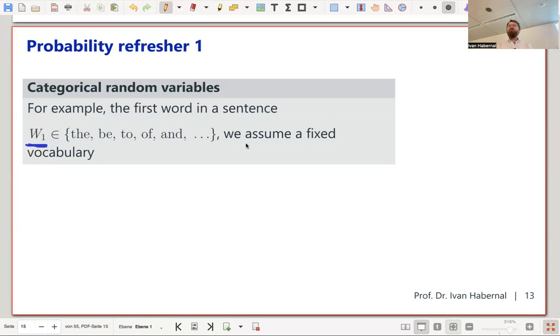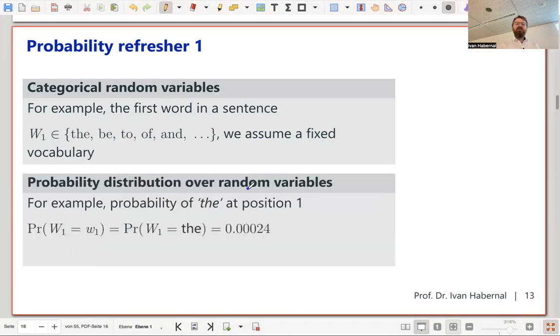So it's a categorical random variable. It could be mapped to discrete, and if you're coming from measure theory, do your math behind that, but it's not important. We just have categories and they have probabilities. Then we have a probability distribution over random variables. For example, we might estimate the probability of the word V at position 1. Since we have this random variable for the word at position 1, the first word in a sentence, we said it's going to be W1.